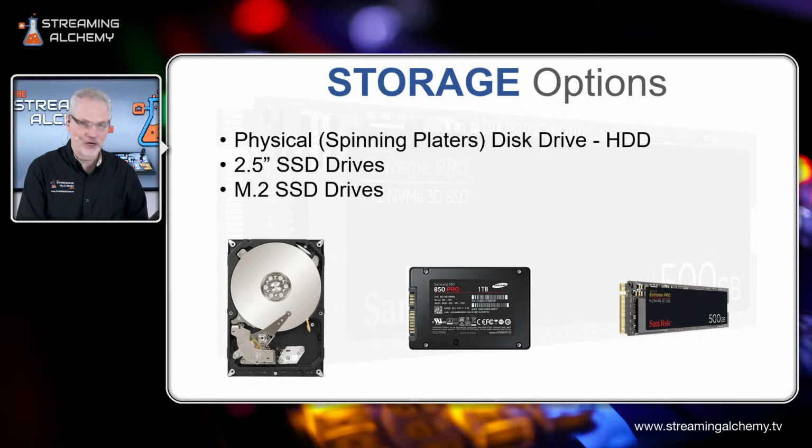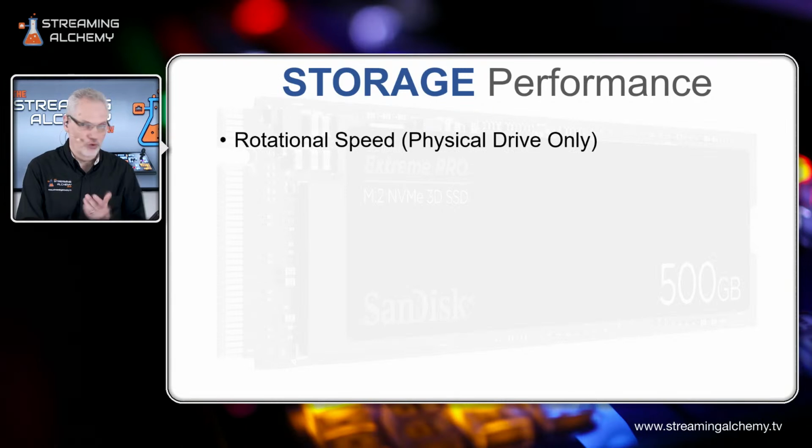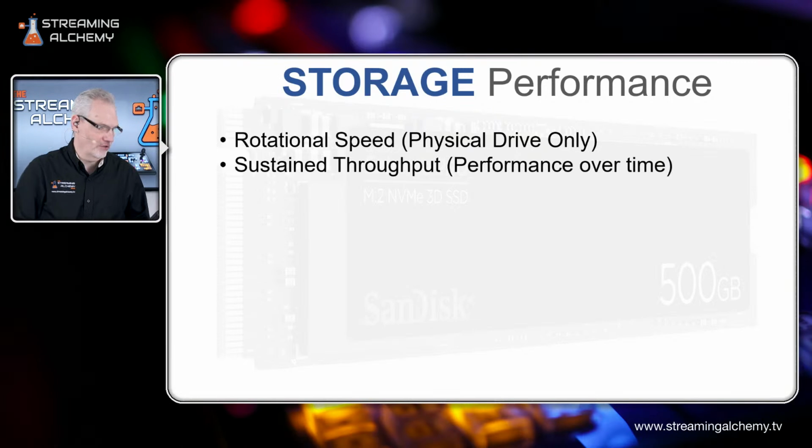Now, there are a couple of things to consider with performance. Rotational speed: how many times per second does it spin? It's only really for physical drives. If you're going to do anything with video on a physical drive, 7,200 RPM is the minimum. And it's not a mega or a gig; we're talking about physical stuff here. This is just 7,200 rotations per minute, which is fast for physical things, but that's the baseline you need for anything you want to do with a physical drive.